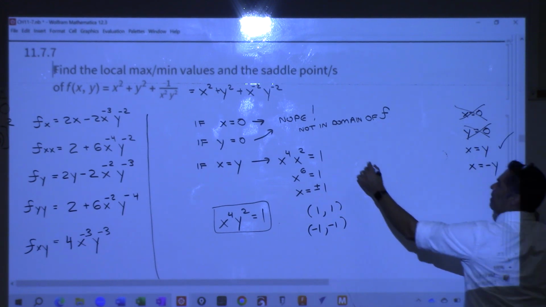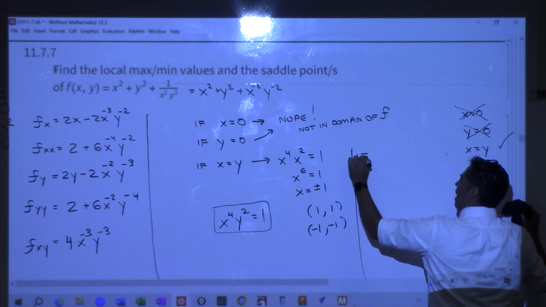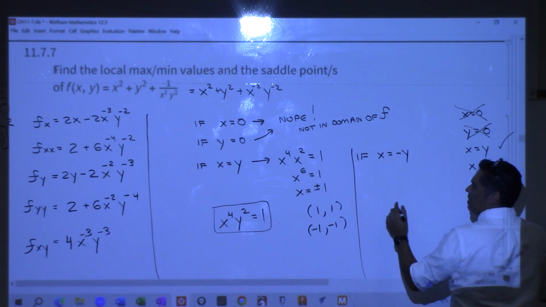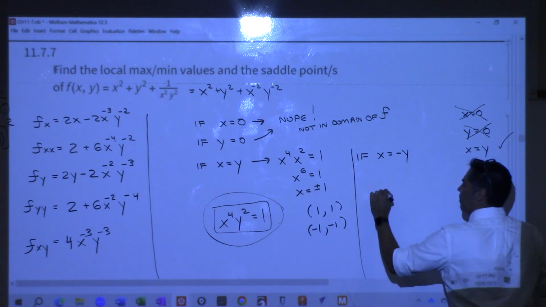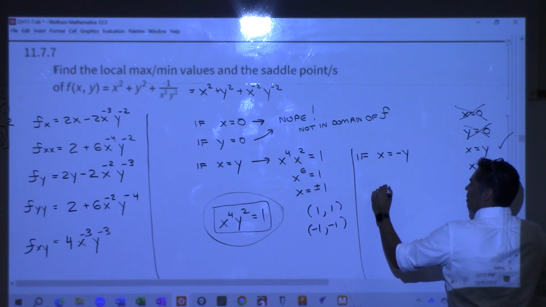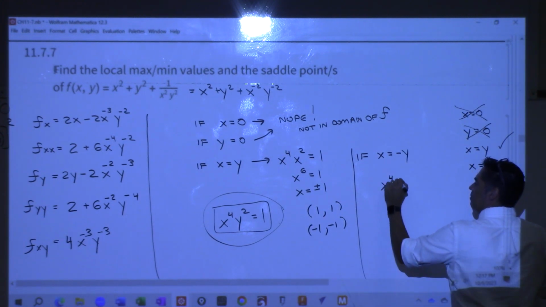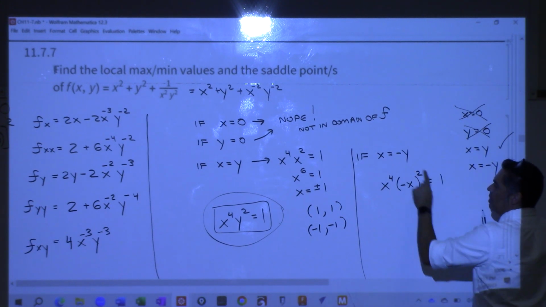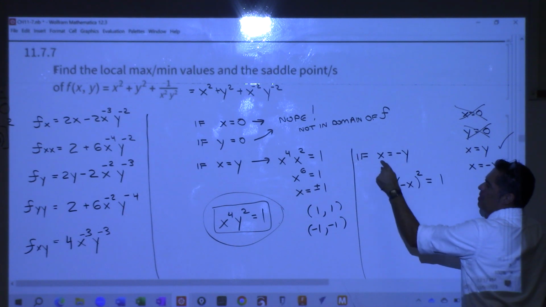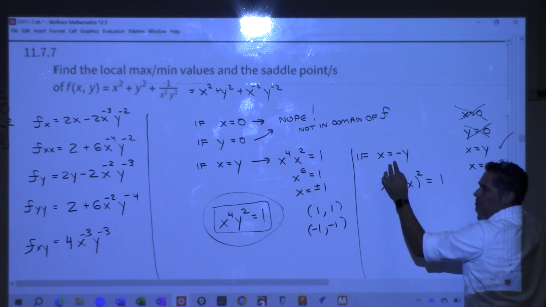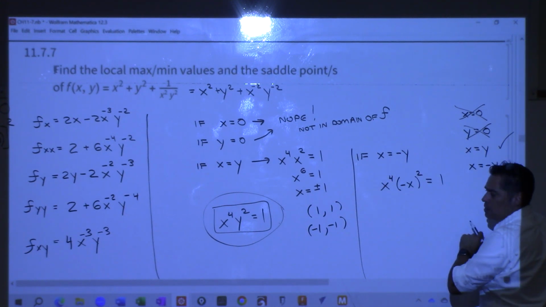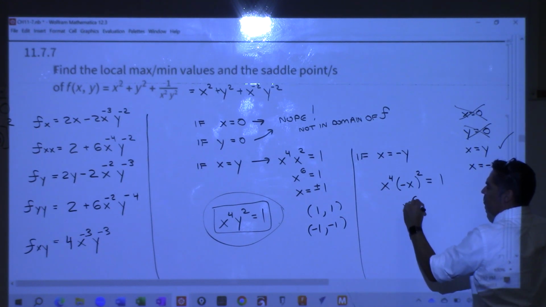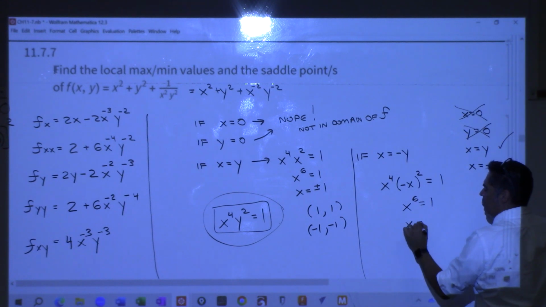Let's let x be negative y. If x is negative y, or y is negative x, however you want to say that, what does this equation become? x to the 4th times negative x squared equals 1, right? Because we're replacing y with negative x. But that's the same thing, isn't it? That's still x to the 6th is 1, which means x is plus or minus 1 again.